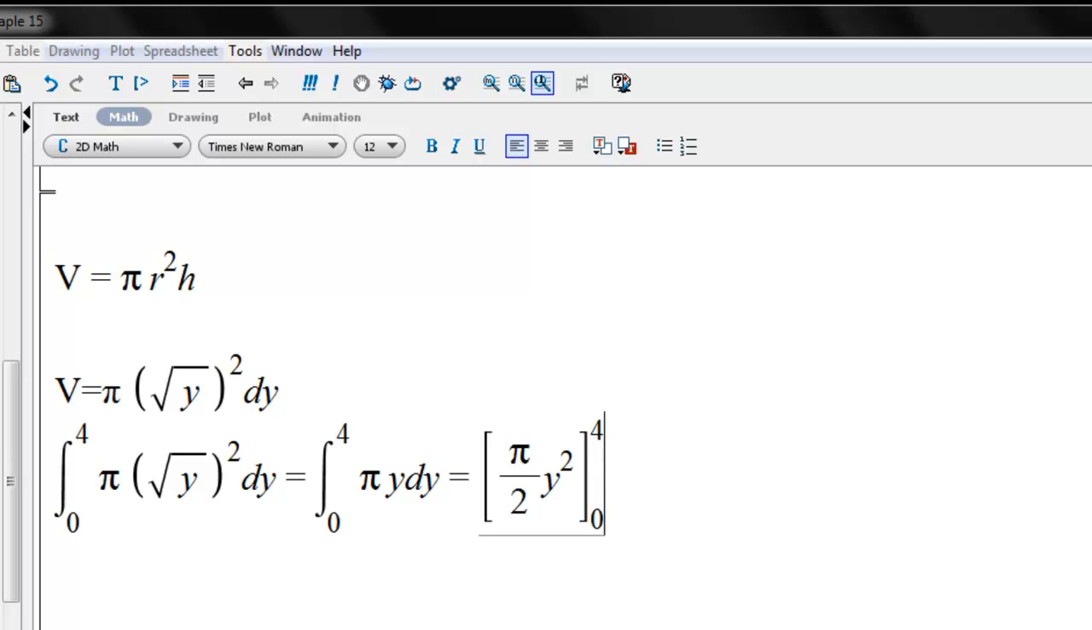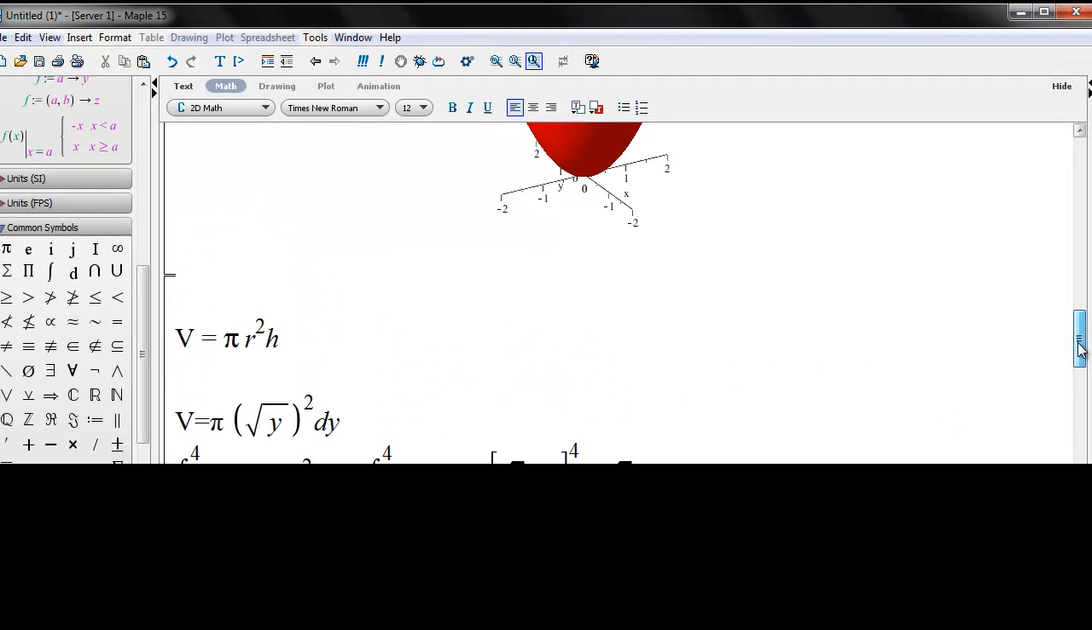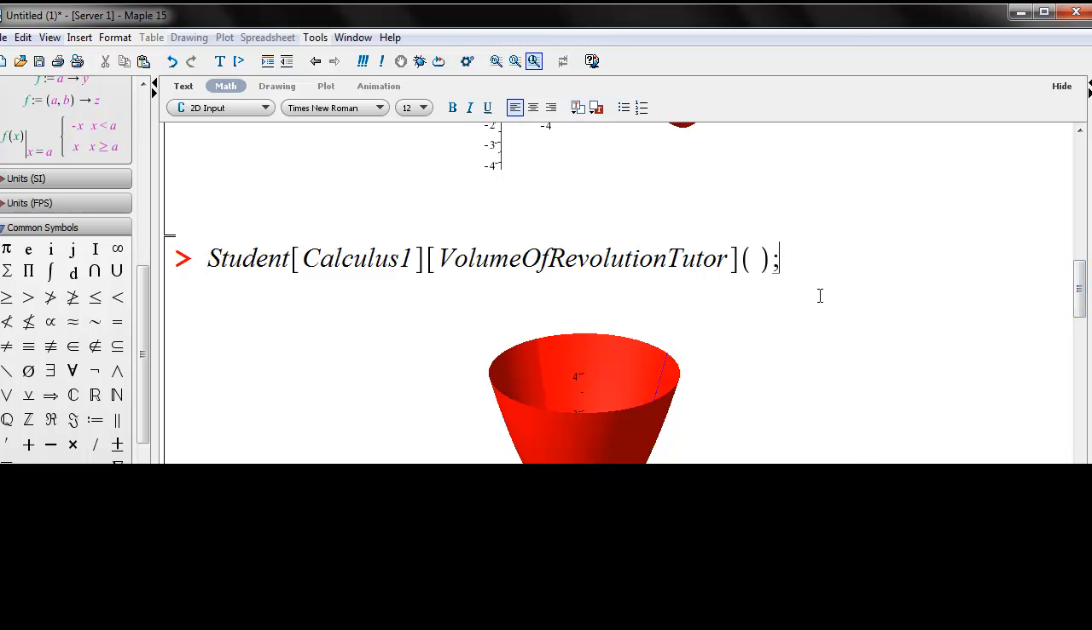Let's actually do that so that we can compare with what we'll get from Maple's answer. We'll have pi over 2 out in front, and now we're going to have y squared, so that's 4 squared minus 0 squared. That doesn't contribute much at all. We're going to end up with 16 pi over 2, or 8 pi.